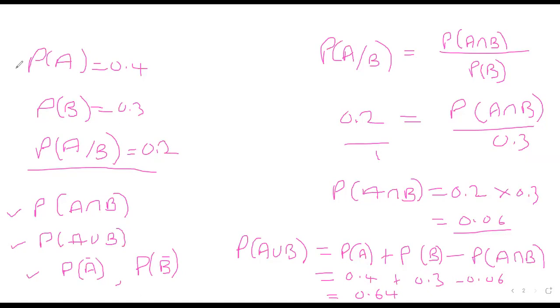The complement of A is the opposite of A. If A is 40%, the complement is 1 minus A, which is 0.6. If B is 0.3, the complement of B is 0.7. The two must add up to 1.